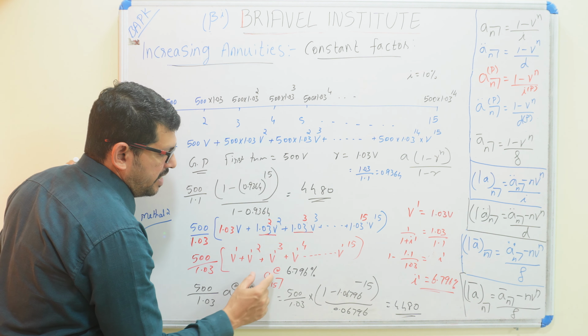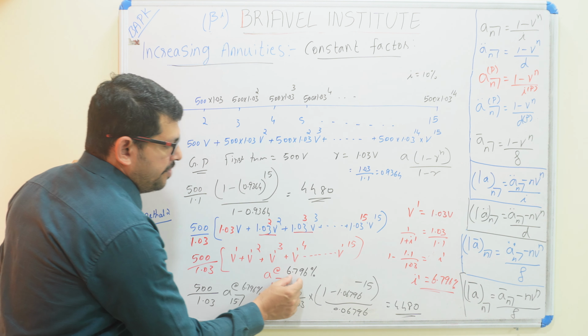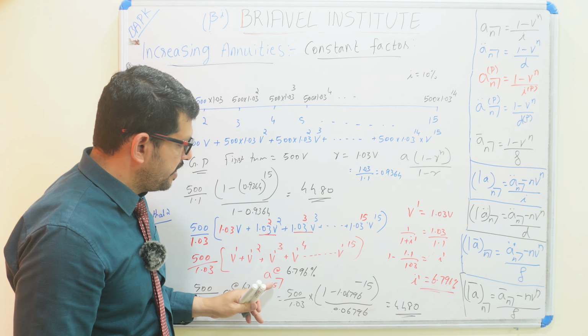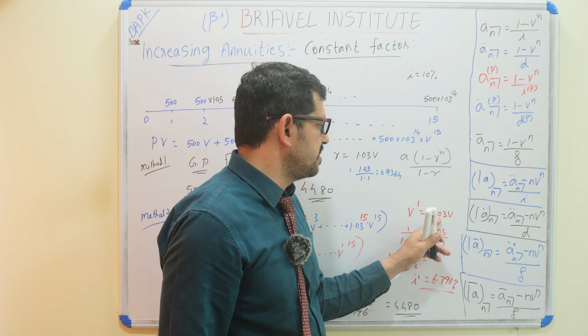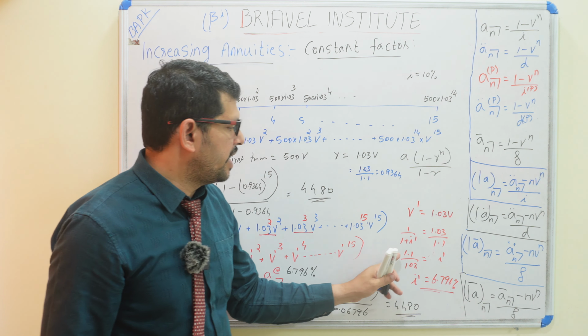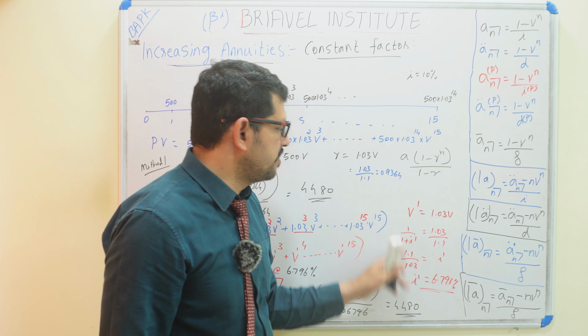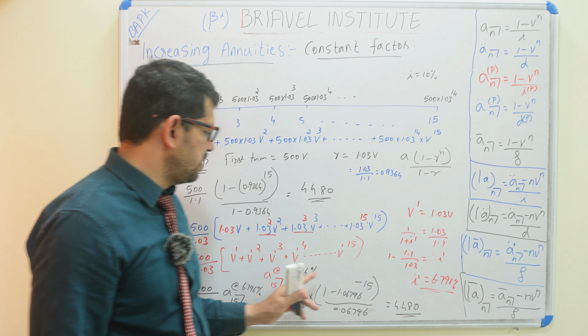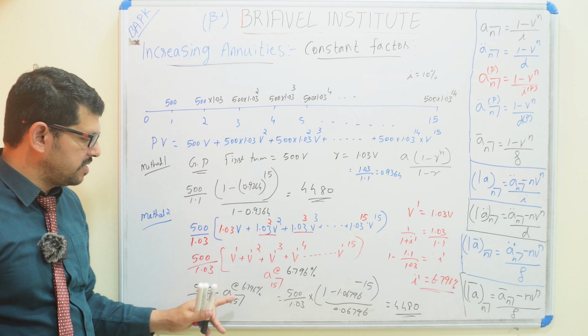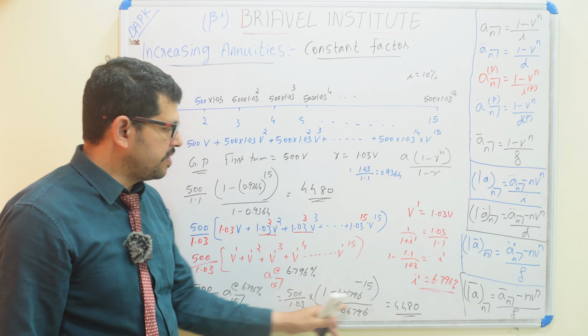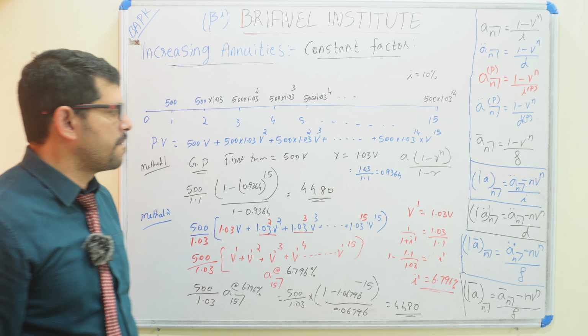So this is A dash 15. We are finding out the new interest rate, because it is a V dash. V dash is equal to 1.03 V. So I dash, by solving this one, we will get 6.796 percentage. That one we have to use here for the new interest rate 6.796. We use it here, so we got the 4480.